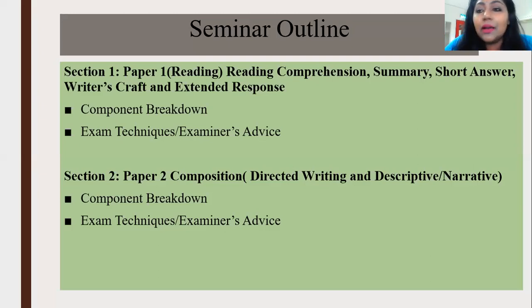So let me start with the seminar outline. Okay, so we have section 1 focusing on paper 1 reading. So always remember the components tested in paper 1: reading comprehension, summary, short answer, writer's craft, or in other words, writer's effect. And also finally, we have extended response. And also, when we talk about paper 2, composition, there are 2 major components tested. The first one is directed writing and the second is descriptive or narrative. So for both papers, we will be looking in detail at the component breakdown and, most importantly, the examination techniques and also the examiner's advice.